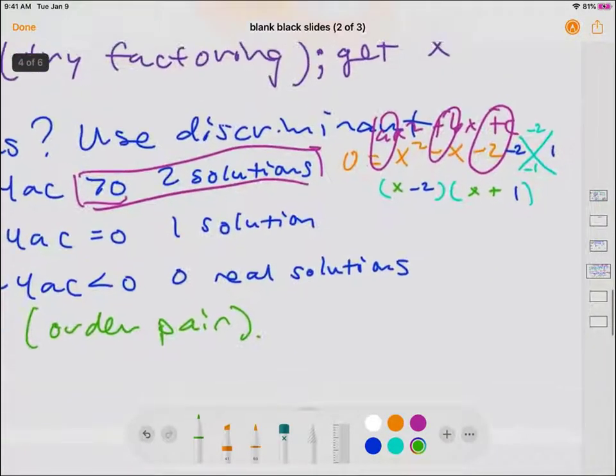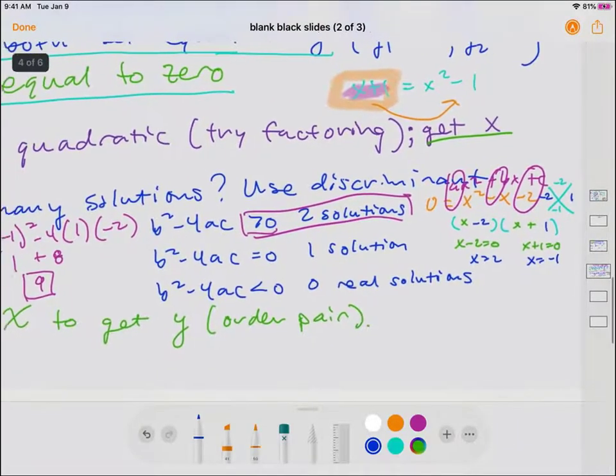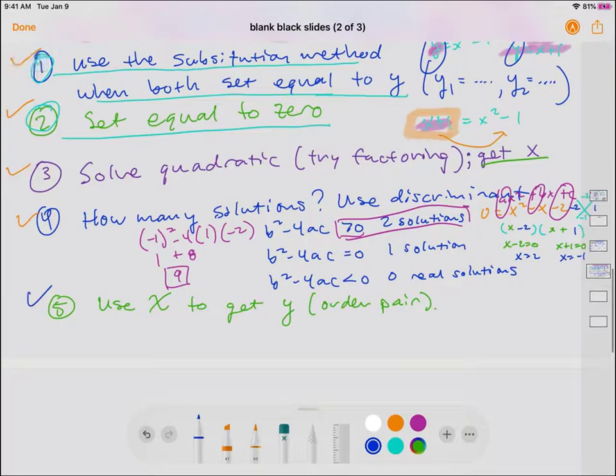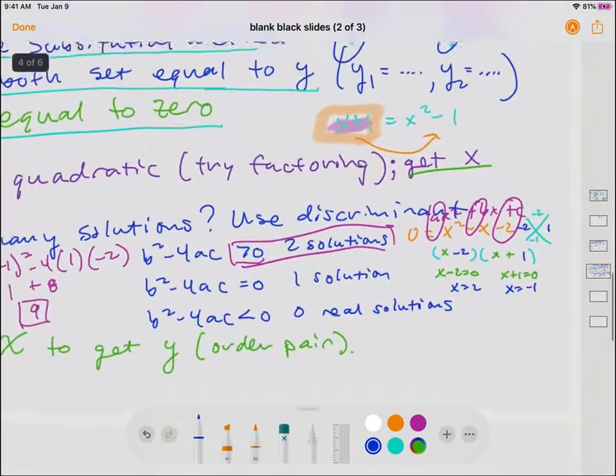we're still trying to get x right there, right? So zero product rule, set it equal to 0, and just quickly solve that. x equals 2, x equals negative 1. Okay? And then step number 5, use x to get the y ordered pair. So go back up, and we're going to put that into our y variable.